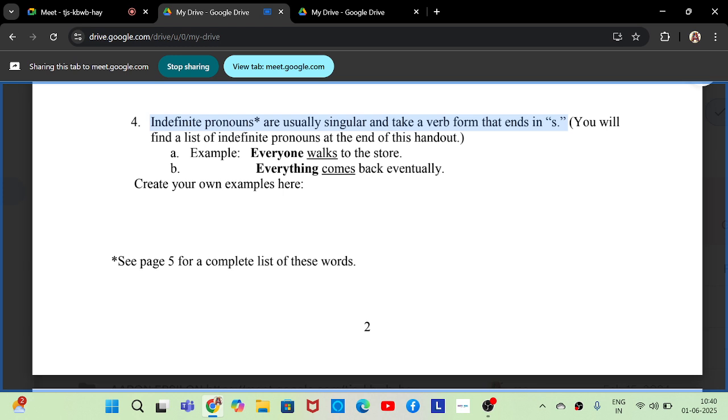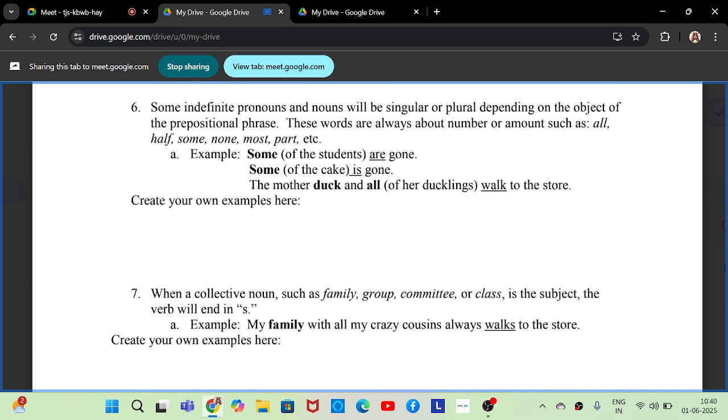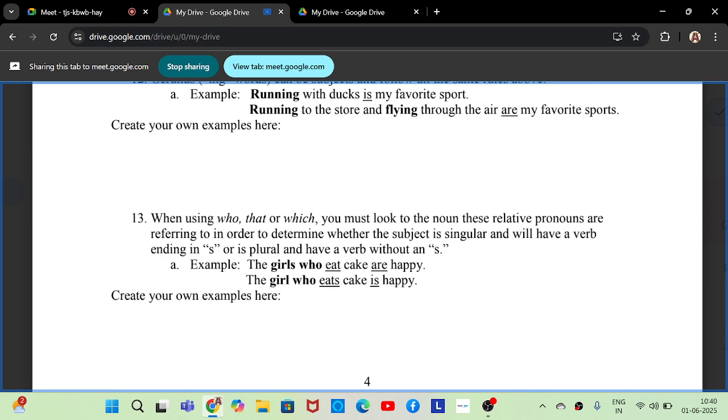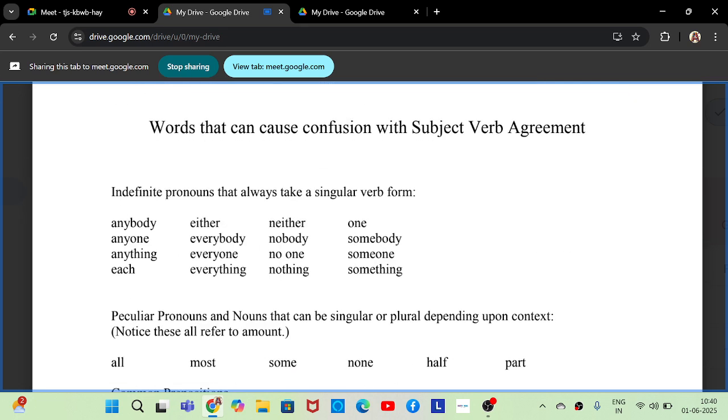Indefinite pronouns, there's a list of indefinite pronouns. There are 20 indefinite pronouns. I will show you the list. Whenever you are using an indefinite pronoun, it is considered to be singular and they take a verb form that ends in s. Here are the commonly used indefinite pronouns.